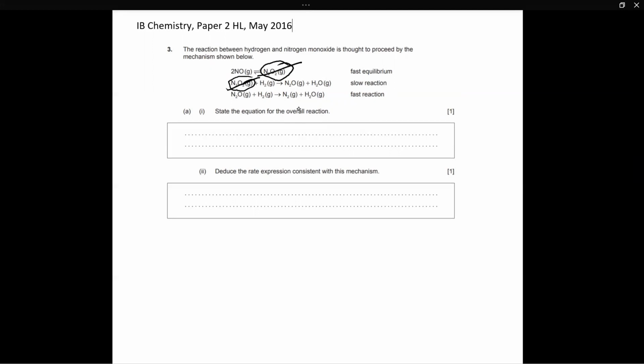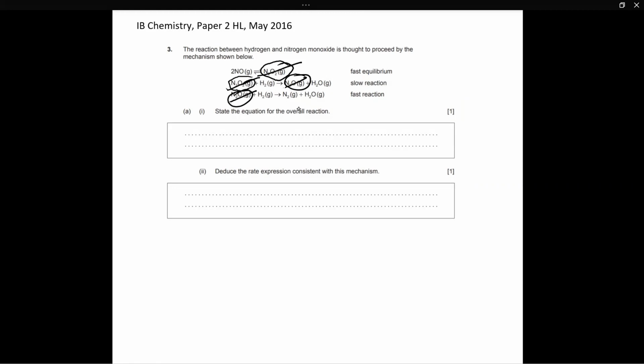Let's see if we have any other substances like that, which get produced in one reaction and get used up in the next. Do we have any other substance? Yes, we do. N2O gets produced in the second reaction and it gets used up in the third. So we cancel these out as well. These are called intermediates. These are out. Any other substance? Nope. We can see no other substance.